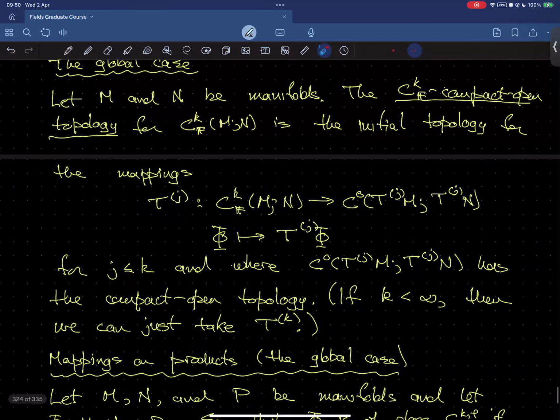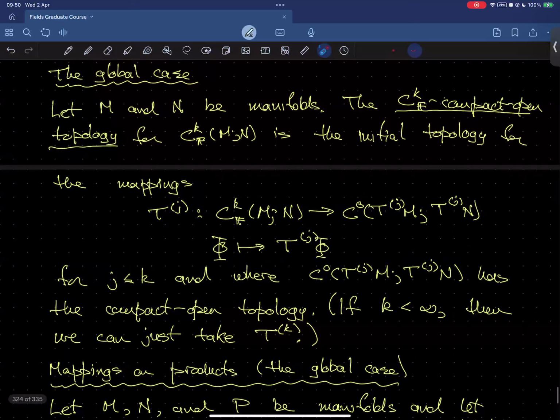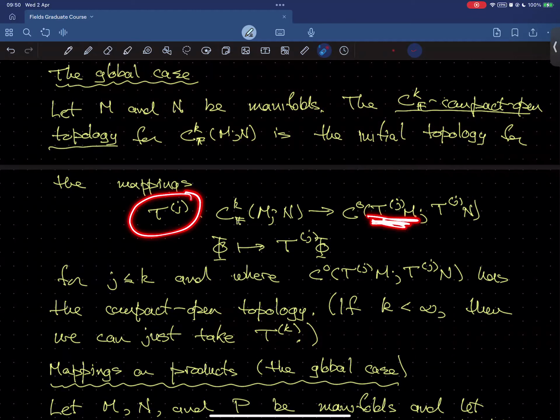All right. And again, the implications are the same. So it means that mappings are close when their jth derivatives are close on compact subsets of this. Right. So it's the same kind of interpretation as we had previously.